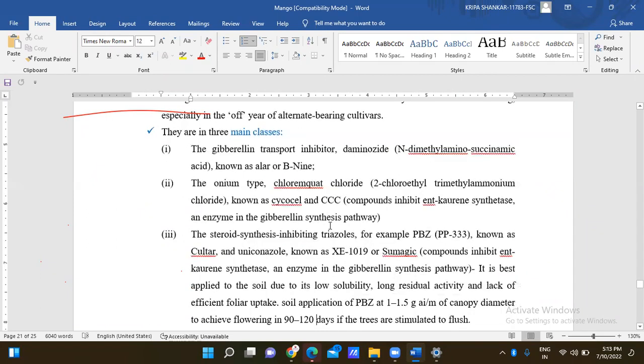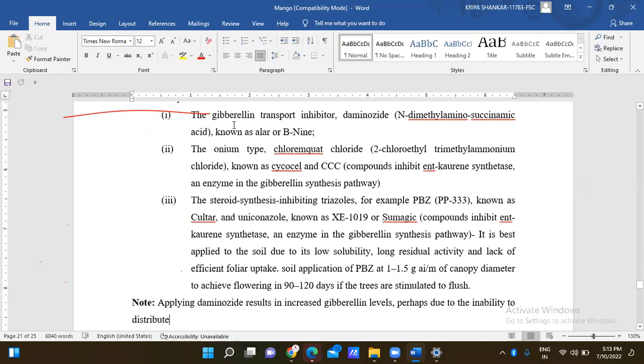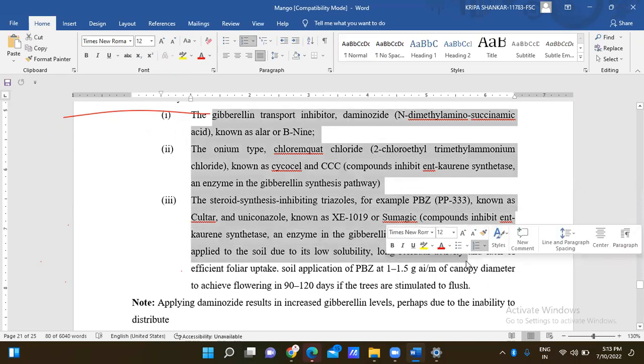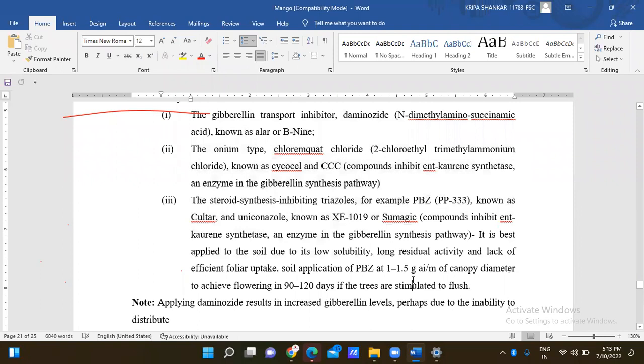Like the steroid synthesis pathway, which inhibits what? If we are using paclobutrazol, how will it affect? If we are using cycocel, how will it affect? If we are using gibberellin or B9, how will it affect? Different classes are there, three different classes. Please read it nicely.